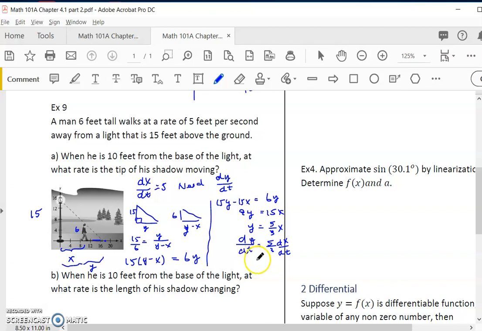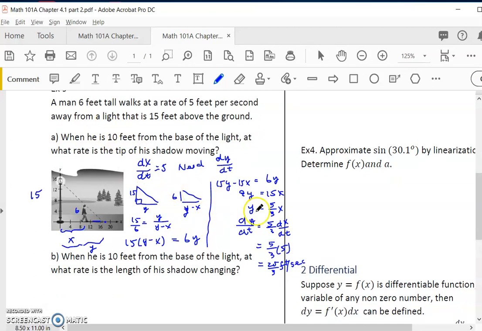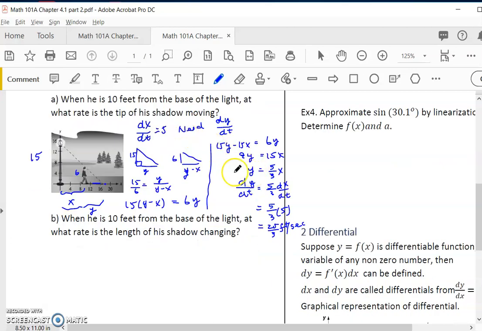So if I want to know how fast the tip is moving, it will be 5 over 3 times dx/dt, which is 5. It's 25 over 3 feet per second. So you do not need to plug in this 10 feet from the base. At any point in time, it would just be 5/3 of whatever speed the man is walking.